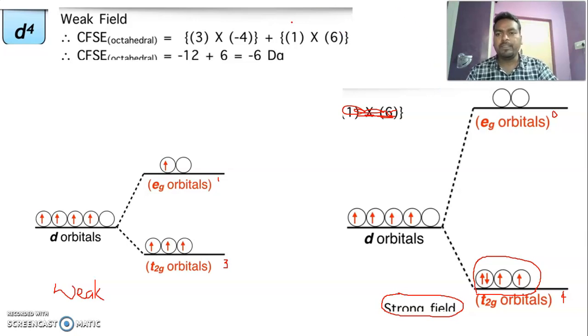CFSE is equal to, there are 3 electrons, so 3 into -4 plus 1 electron in eg, 1 into 6, it becomes -12 plus 6, -6 Dq. Dear students, similarly calculate it for the strong field ligand.